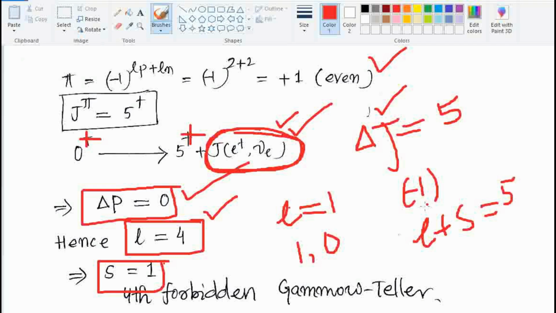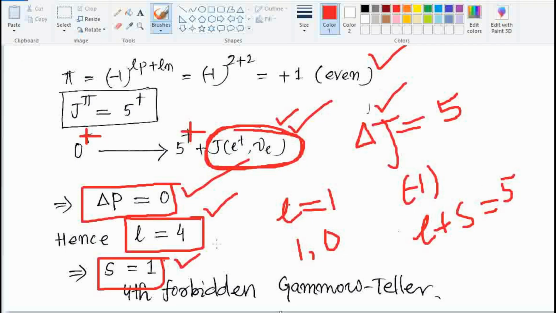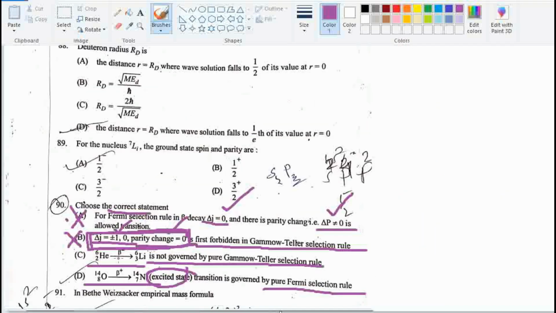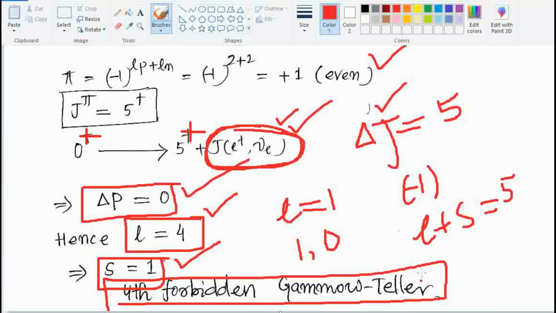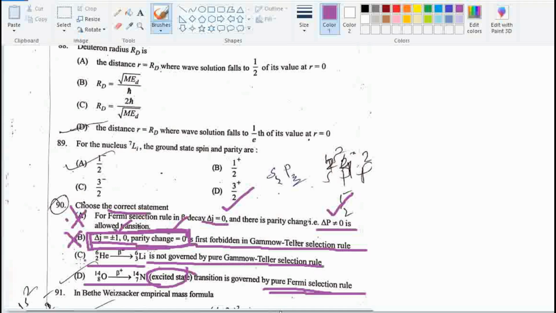So that means if S equals 1, it is a Gamow-Teller transition, and as L equals 4, it is fourth order forbidden. So it is a fourth order Gamow-Teller transition. Then what kind of reaction is it? It is not a pure Fermi transition; it is a fourth order transition. So option D was not correct, as it was a fourth order Gamow-Teller transition.